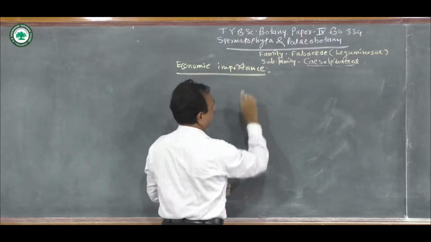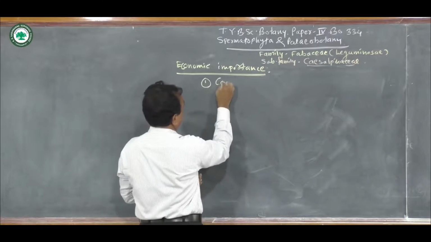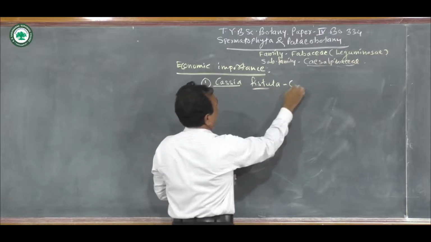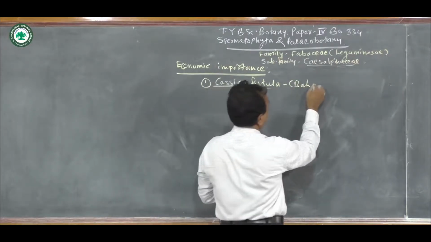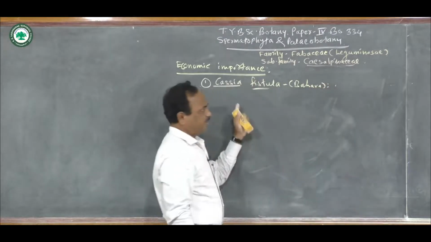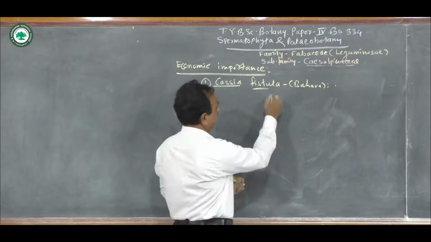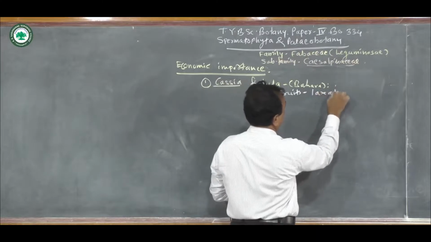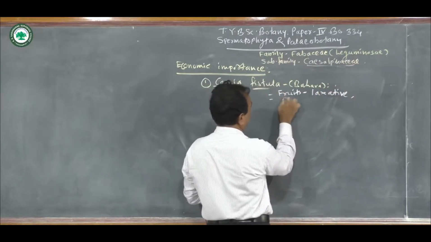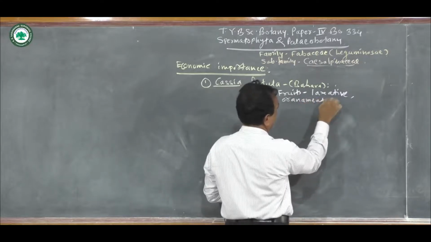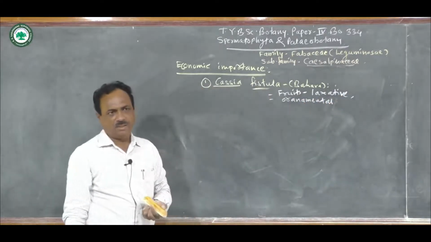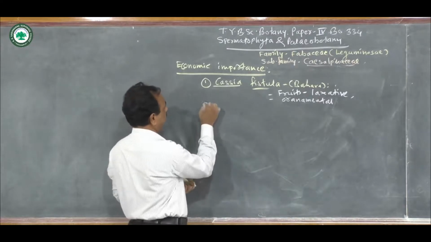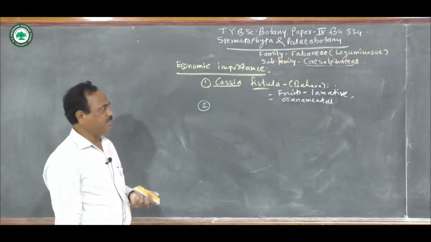So the first plant is Cassia fistula. If we see this Cassia fistula, the fruits of this plant are medicinally important, and the fruits are used as a laxative. And the entire plant is also planted as an ornamental plant. The flowers of this plant are brightly yellowish in color, very attractive, and so this plant is also planted as an ornamental plant in gardens or in front of buildings.